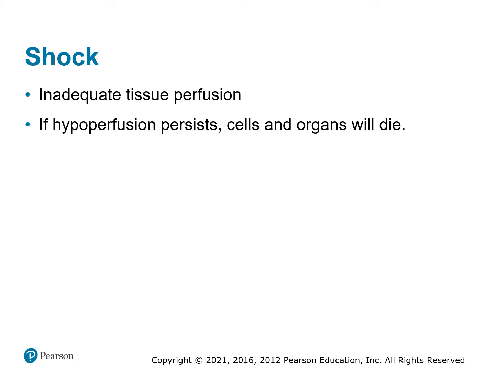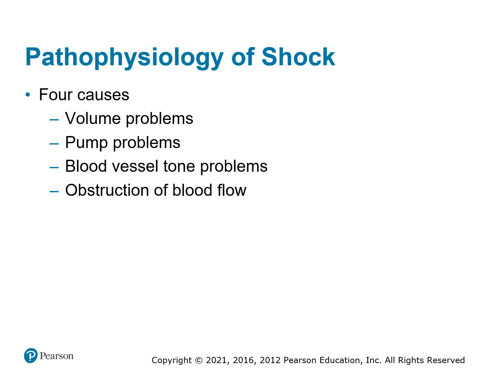If hypoperfusion persists for a prolonged period of time, then that blood and everything we talked about in the previous slides of trying to get all these nutrients and oxygen to the cells, if shock occurs, this isn't happening, which means any of those cells and organs will eventually die because they're not getting what they need to survive. Now, as you look at the pathophysiology of shock, there's going to be four primary causes that are going to cause the shock to happen.